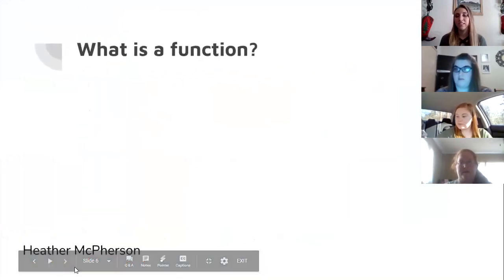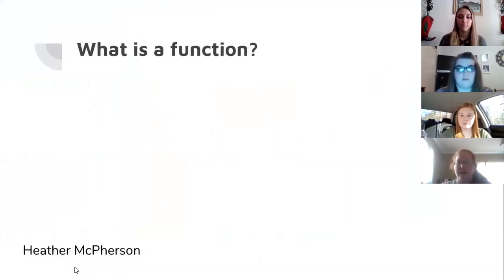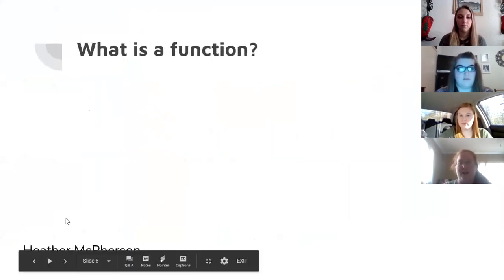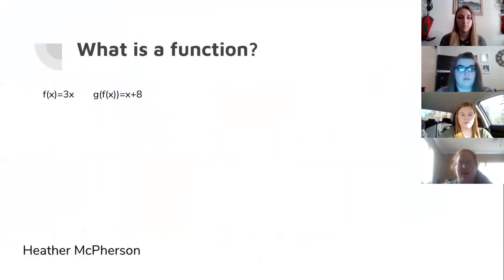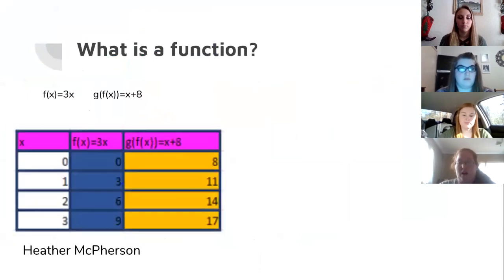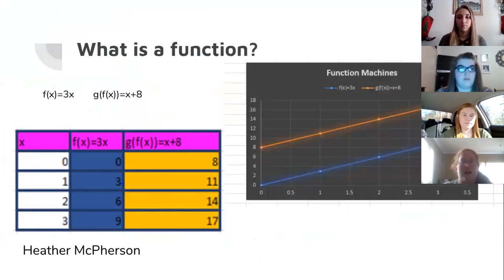Heather, what is a function? A function is a special relationship where each input has a single output. Most often we see it written like this example, f of x equals 3x or g of f of x equals x plus 8. You can show your work with functions by graphs and by tables.